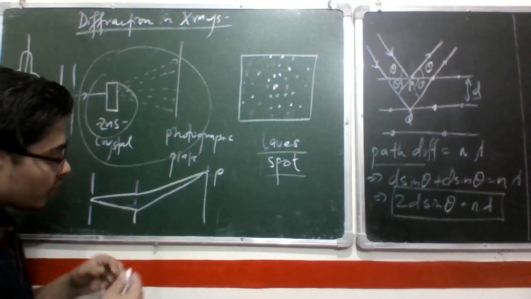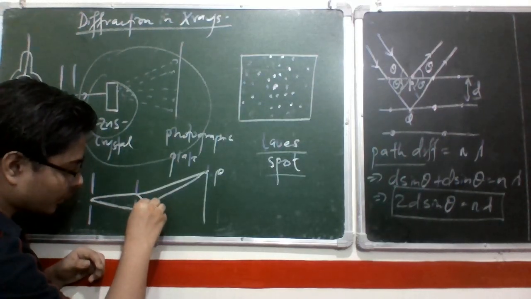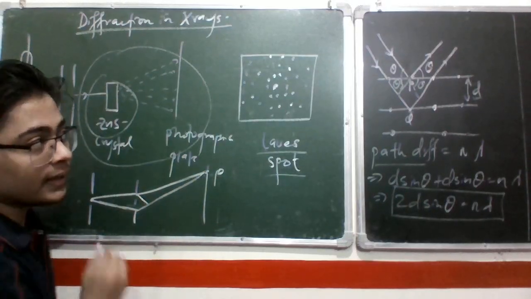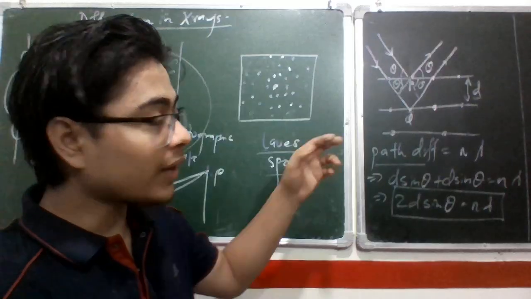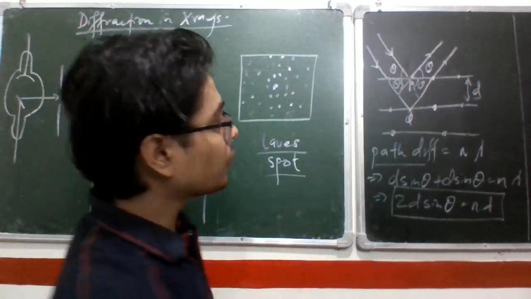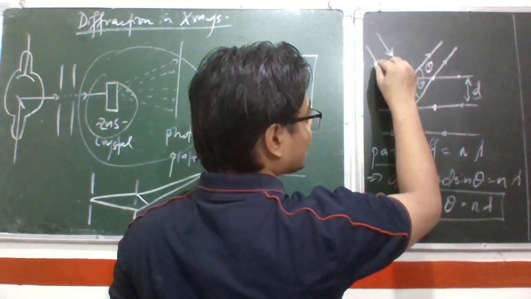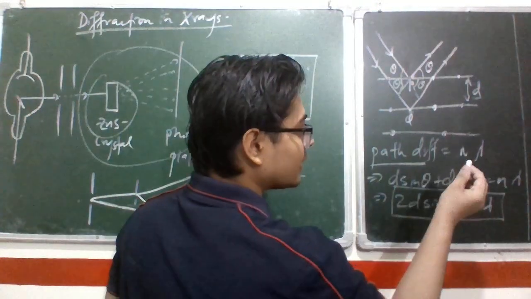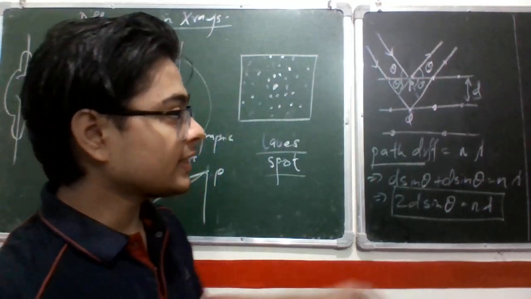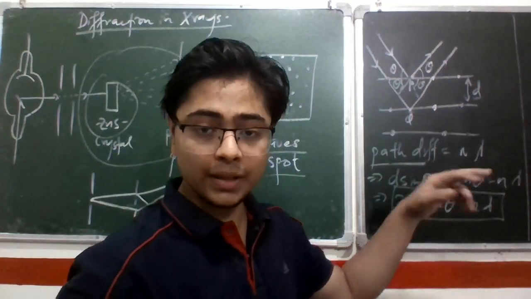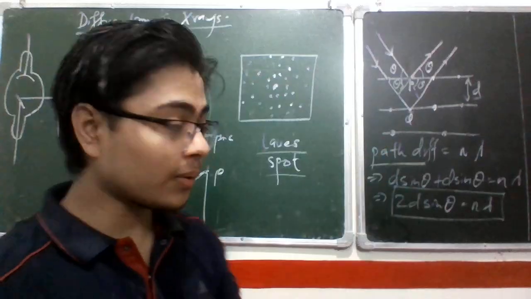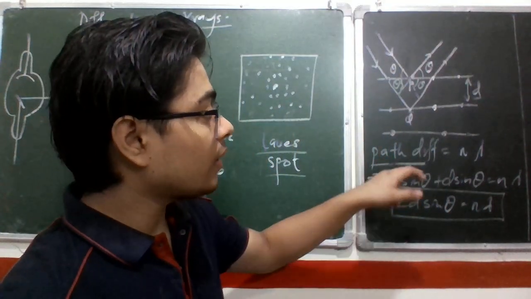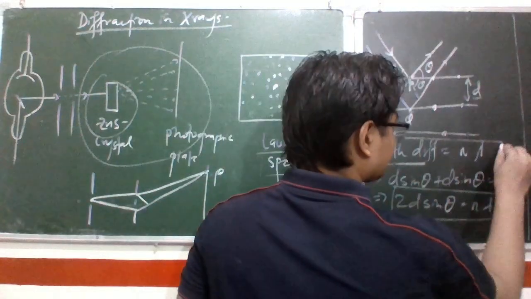Our first step was to find out the path difference between these two waves, right? So similarly, here we try to find out the path difference between this X-ray and this X-ray. For that, it turns out experimentally that the path difference is equal to n lambda, and we use the same formula in the interference pattern too. Okay, so path difference is equal to n lambda.